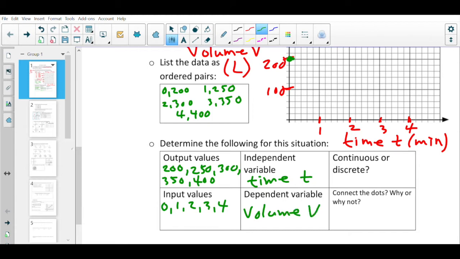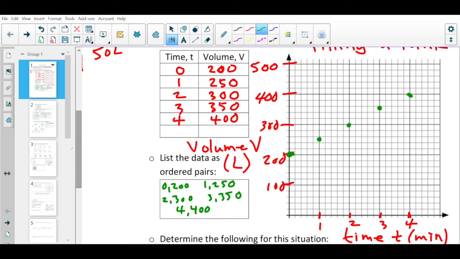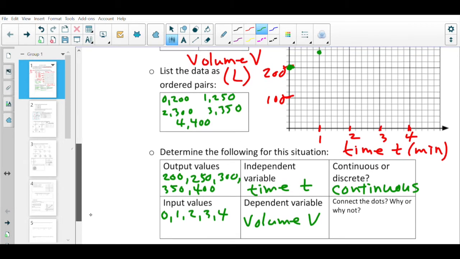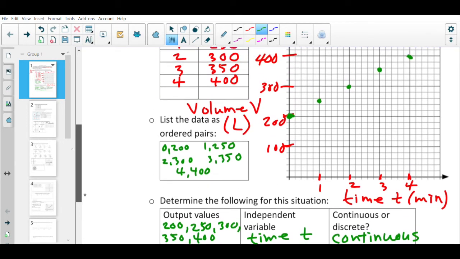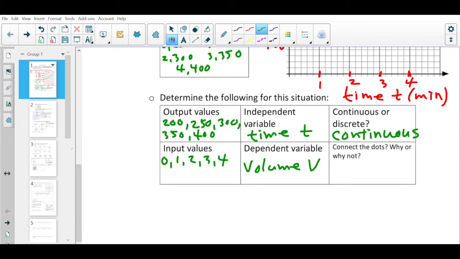Is it continuous or discrete? I'm going to say continuous. Does it make sense to have independent in between values? You can have partial minutes, so like half a minute, 2.2 minutes, so those make sense. Volume as well, you can have 221 liters, 234 liters, and so on. You can have a lot of sensible in-between values. Connect the dots, why or why not? It is a continuous function, so yes, we do connect the dots. So let us connect the dots, and that is our linear function right there. Yes, because it is continuous.